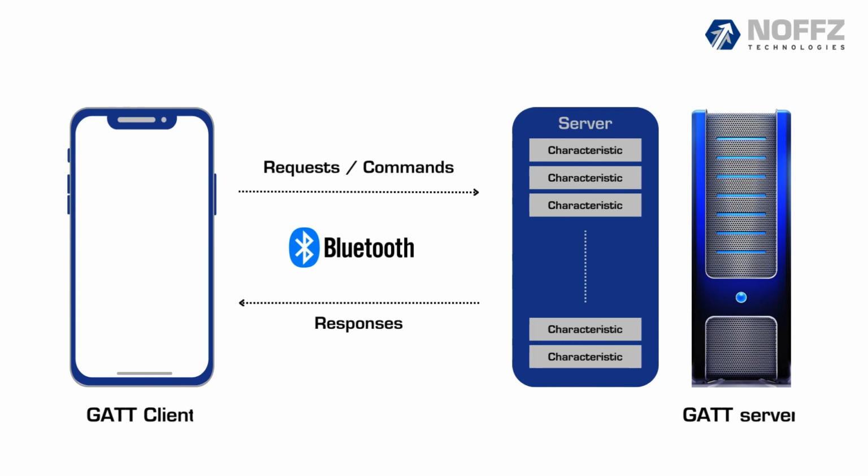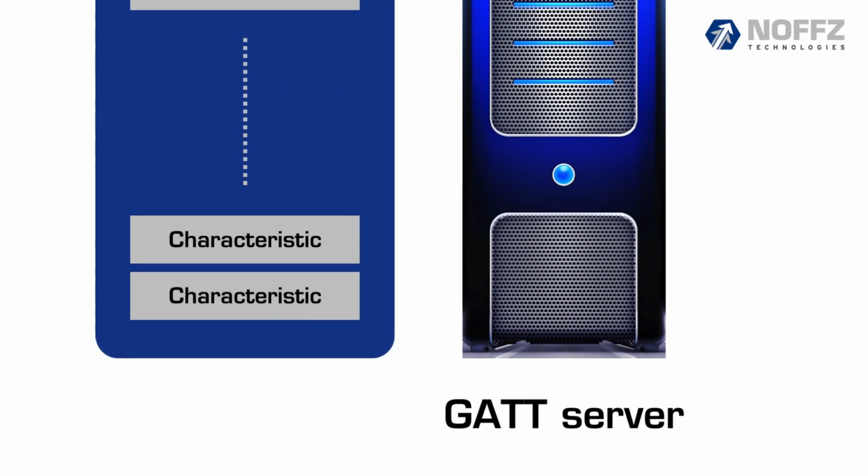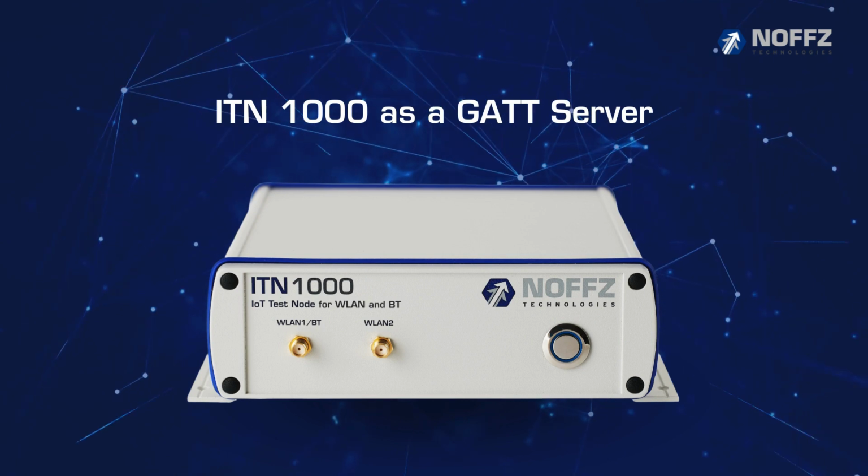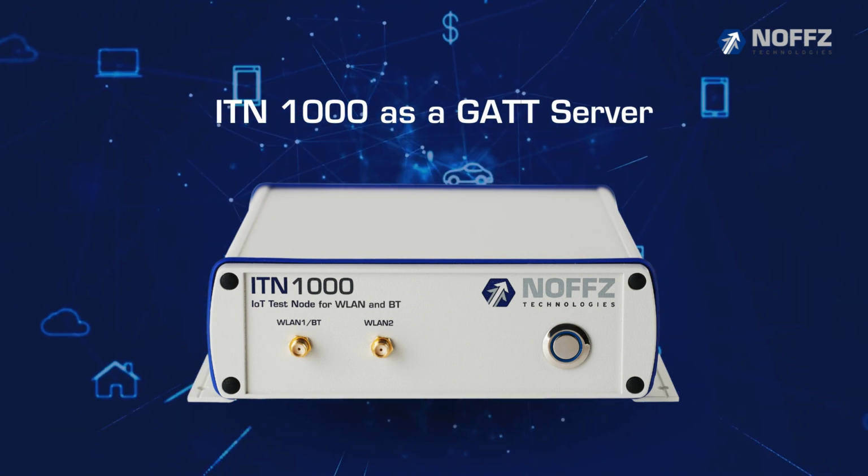There are two roles in GATT communication, a GATT server and a GATT client. The GATT server holds the service and characteristic definitions, and the client sends requests to the server. First, let's see how to use the ITN 1000 as a GATT server.